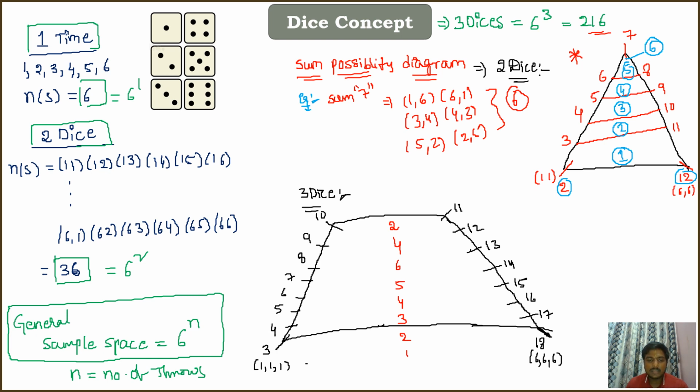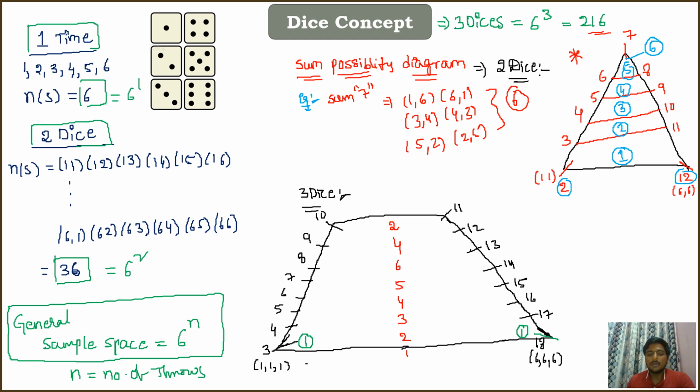See, the sum as 3 and the sum as 18 will happen for only once, one time. Let me take another color for better understanding. So 3 and 18 will happen for only once.